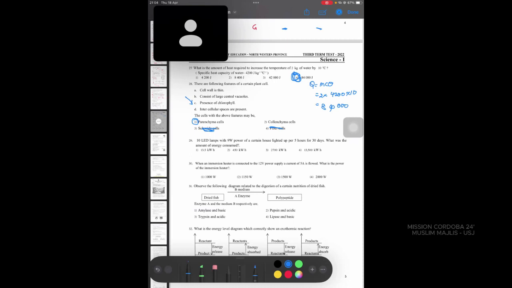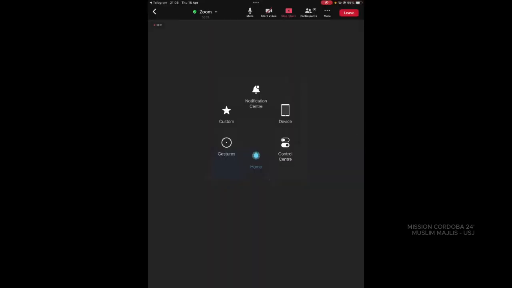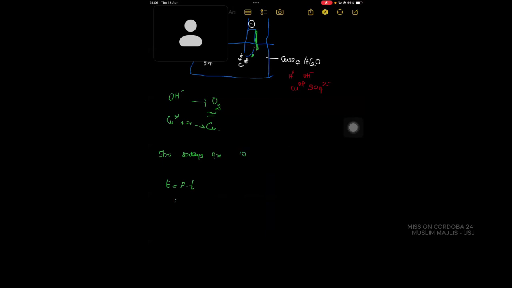10 LED lamps, 9 watt. How many bulbs? 10 LED bulbs. Good. Right. So now, energy is equal to power into time. Power is 9 watts per bulb, for 10 bulbs. But answers are given in kilowatt, so therefore I divide by 1000. What is the time? 5 hours. But for how many days? 30 days. So this is the maths here.